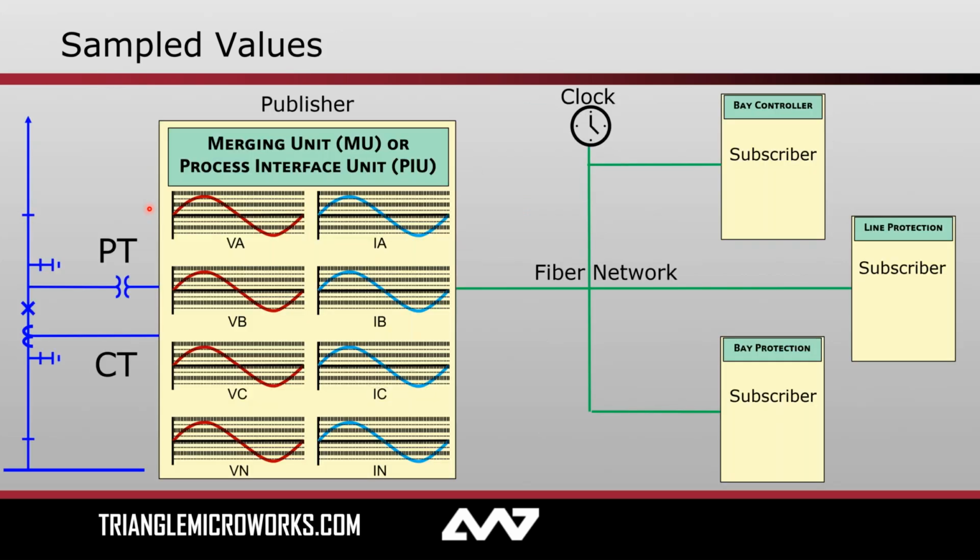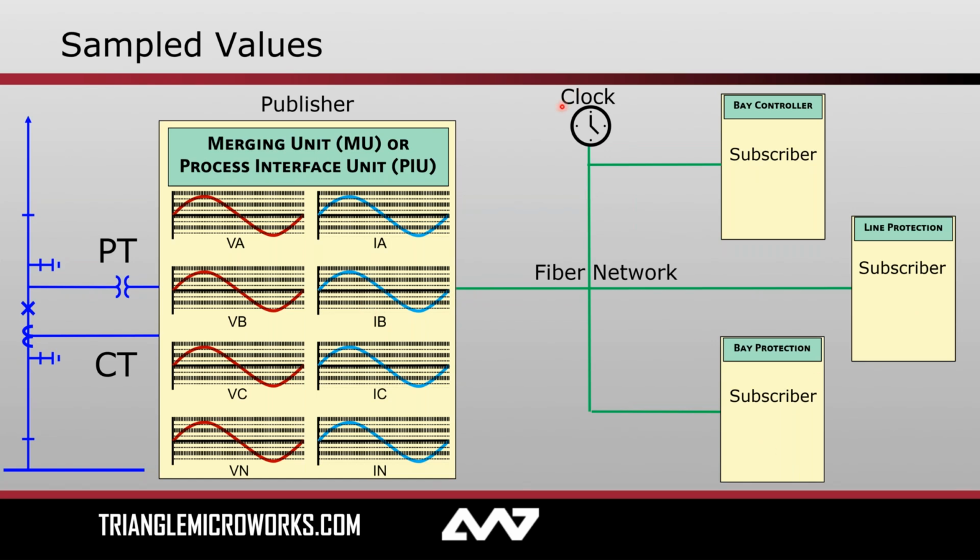Again, just to see this in sort of a graphical form, we have our merging unit or process interface unit. It's a piece of secondary equipment. It's a type of 61850 IED that's wired up to a PT, a potential transformer, and a current transducer. Those measurements are brought into the IED and digitized and sampled, and then transmitted out at high speeds over a fiber network to any subscribing IEDs.